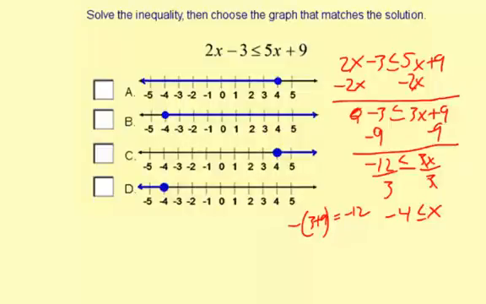Now to write this in traditional form, we need to put the variable first, so that means everything gets flipped around. So it's really going to be x is greater than or equal to negative 4. These two inequalities say the same thing.